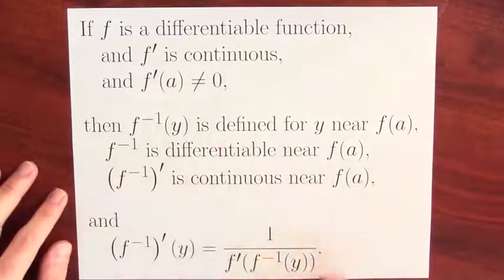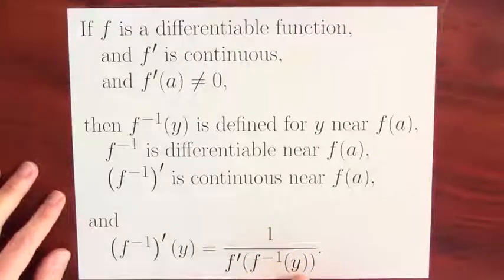And I've even got a formula for the derivative. The derivative of the inverse function at y is 1 over the original derivative, the derivative of the original function, evaluated at the inverse function of y. How can I justify a result like that? Why should something like that be true?